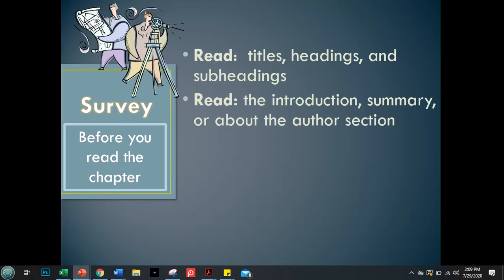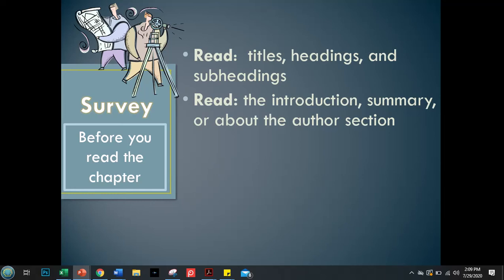Okay, so our first step is to read titles, headings, and subheadings. Our second step is to read the introduction, the summary, or the about the author section. So if you have a shorter article, a lot of times there will be a paragraph at the top or the bottom about the author.